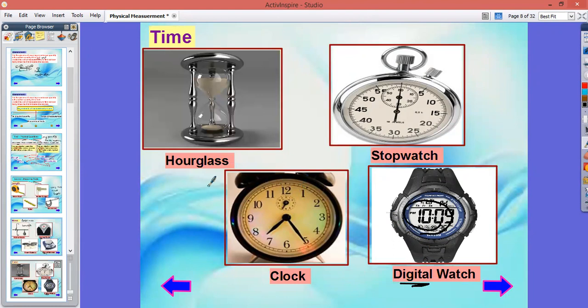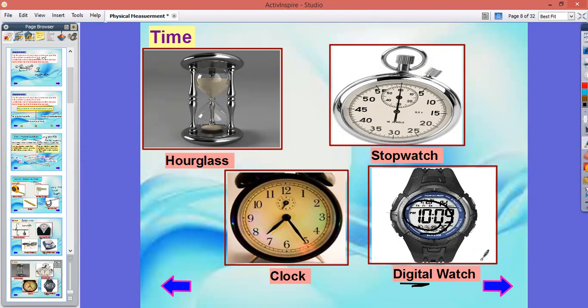What about the hourglass? It's not common, but we can know this. The hourglass measures time by sand moving from up to down. It takes one hour, so it is called the hourglass. So we have four tools to measure the time: hourglass, stopwatch, clock, and digital watch.